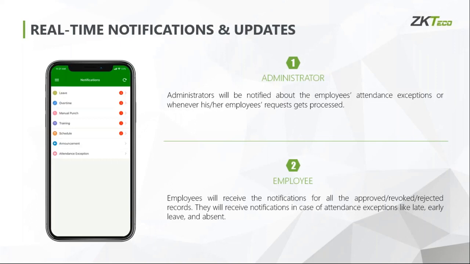And announcement, if you have some public announcement which is received and not read, it will be showing there. And attendance exception is for attendance irregularities or warnings, like late, early leave, or absent. These things also, as warning alerts, will be there in the notification.